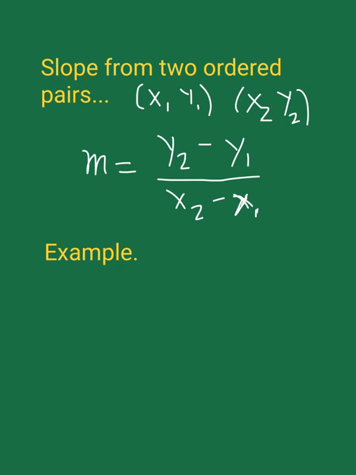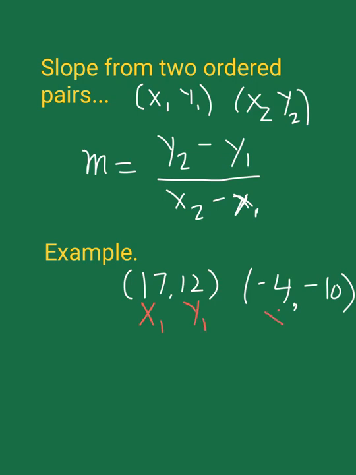Let's say that I have two ordered pairs. Let's say that I have (17, 12) and (-4, -10). Okay, I just made up those numbers. All right, so what we're going to do first is label. It's always a good idea to label. This is going to be x1, y1. This is going to be x2, y2. See, I label each coordinate.